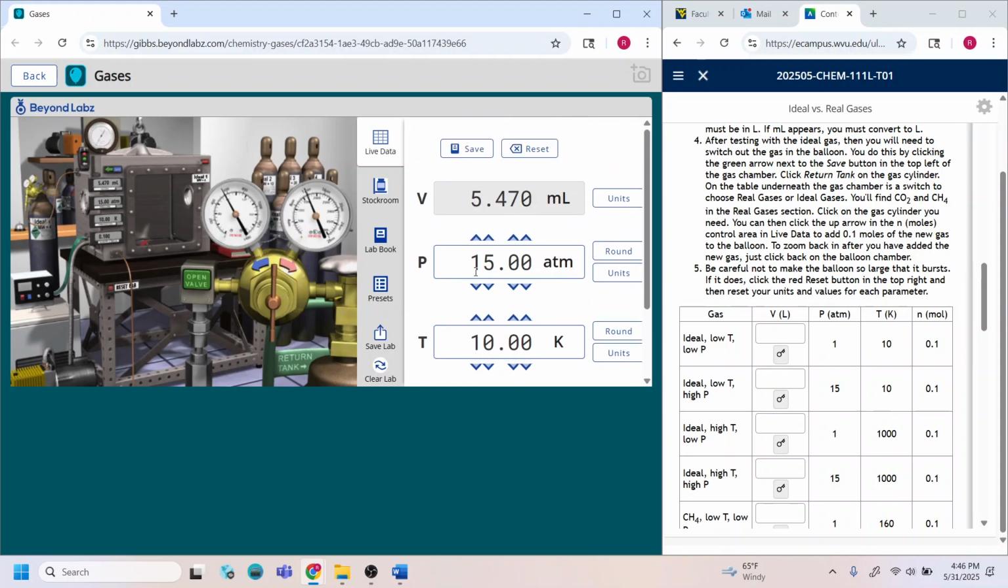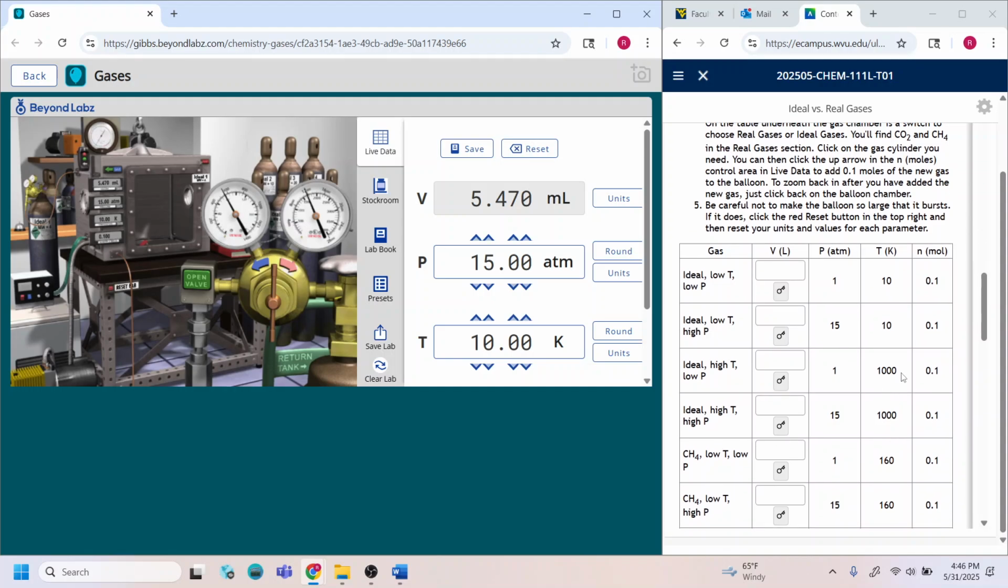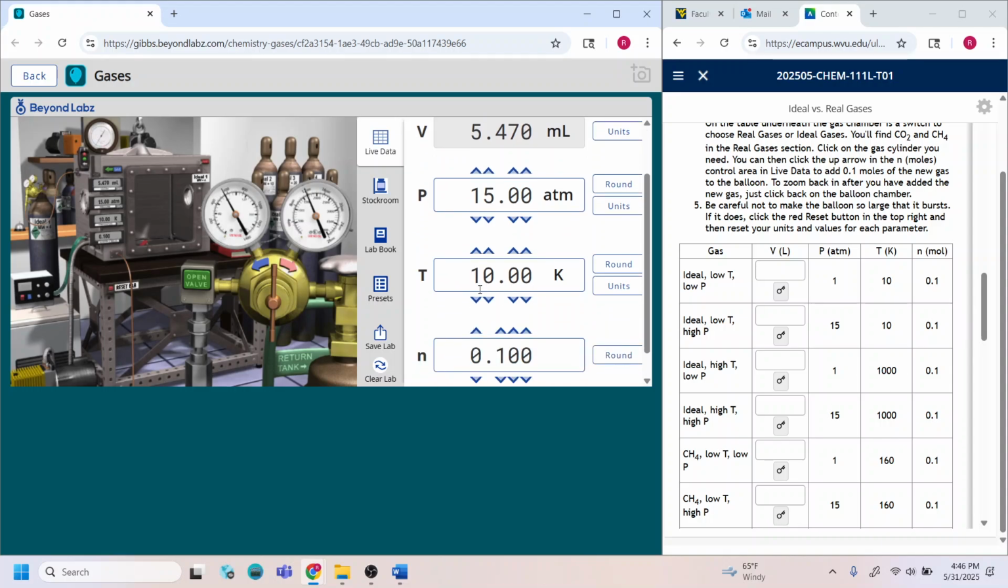Okay, so at a pressure of 15 atmosphere, the volume is that much. You can go ahead and record that. And then what you're going to do is change the temperature to 1,000 Kelvin. So the temperature here is changed. So we're varying the temperature, we're varying the pressure, and we're studying the effect of that on the volume.